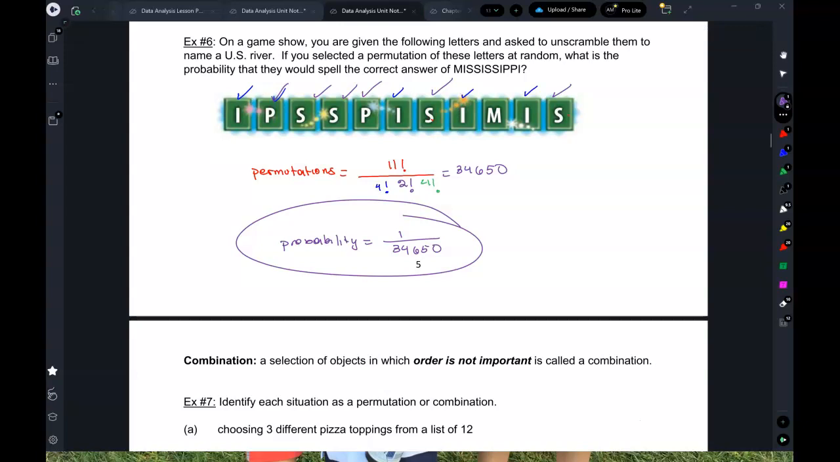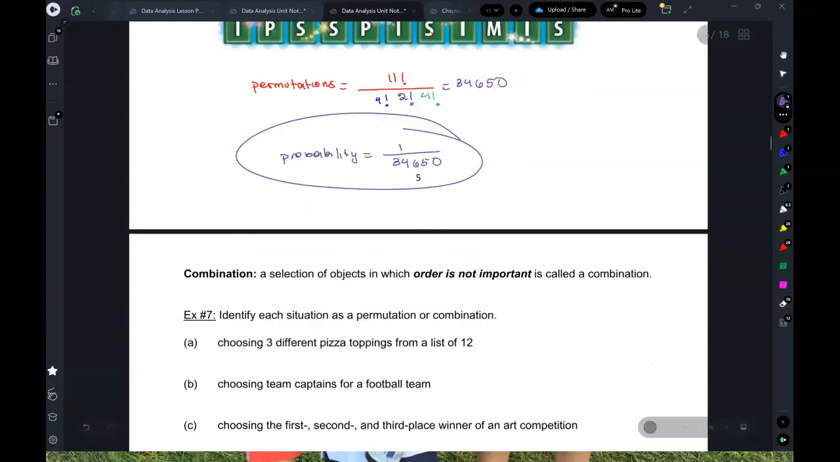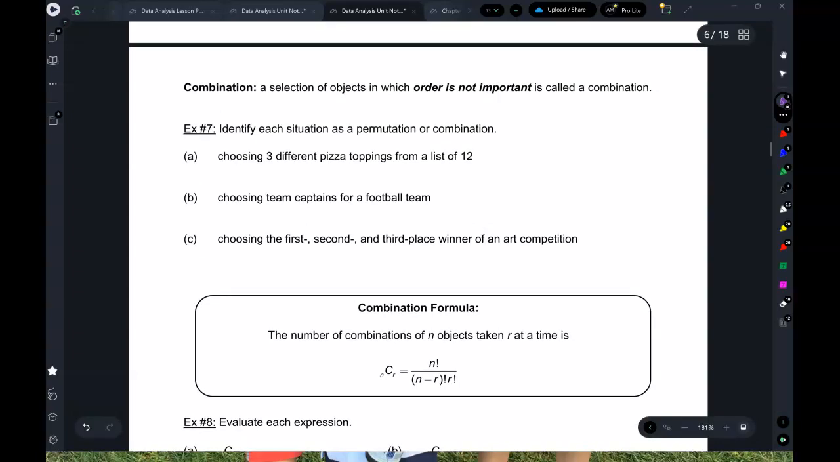Now, this was permutation. Now let's talk about a combination. A combination is a selection of objects in which order is not important. For example, I go in there and say I picked 3 markers, and if I don't specify what color markers, then the order doesn't matter.